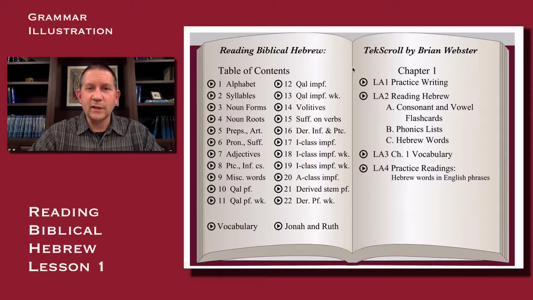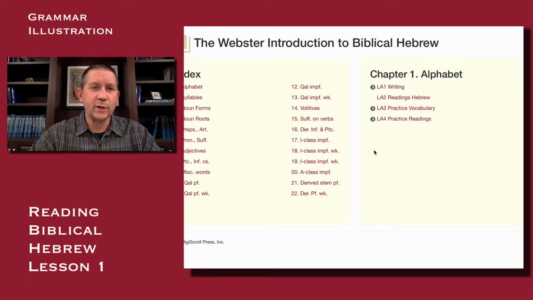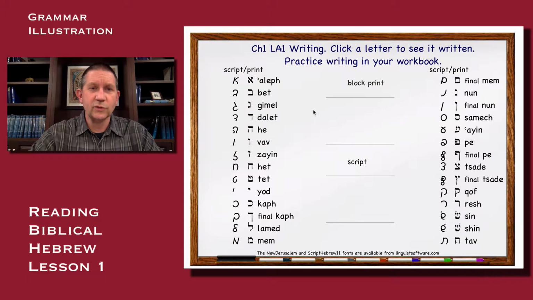So this is the original interface for DigiScroll. This is the newer one that we are developing. And if you go to Learning Activity 1, it will show you how to write all the letters. So as you're doing your workbook, you want to be here. All of the letters in each column are a button, and if you click on it, you will see how to write the letter. It shows you the sequence of the strokes and the direction of the strokes.